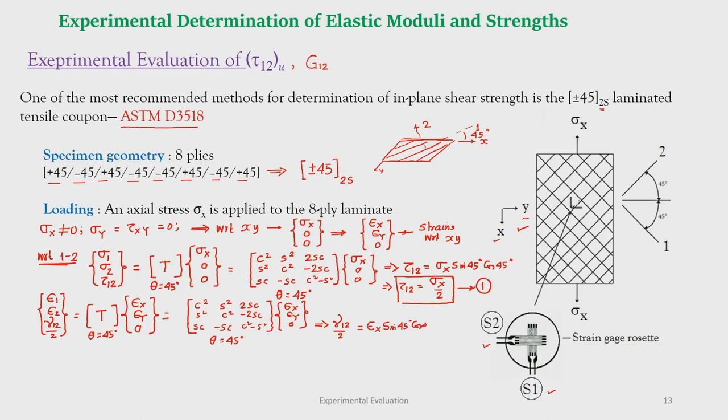Sin 45 cos 45 minus epsilon x sin 45 cos 45 minus epsilon y, sin 45 cos 45 degree, which gives us that gamma 1 2 by 2 is equal to epsilon x minus epsilon y by 2, which gives us that gamma 1 2 is equal to epsilon x minus epsilon y.